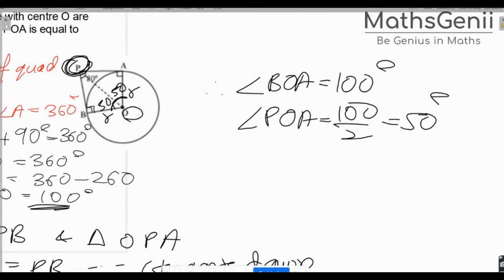I hope you liked this short snippet of the chapter circle and a lot of concepts that we have covered, including theorems and a lot of properties.